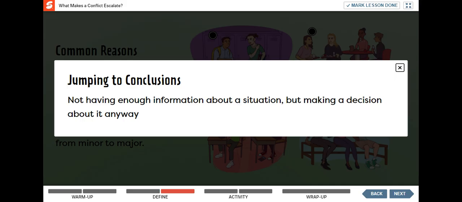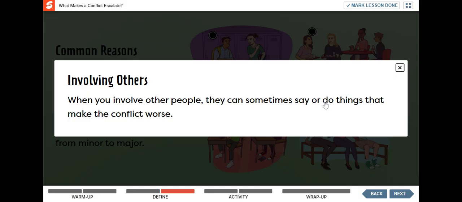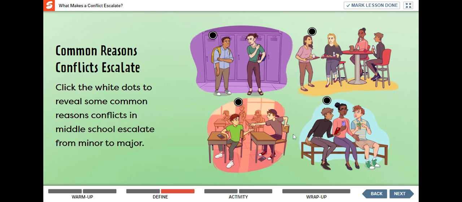Jumping to conclusions: not having enough information about a situation, but making a decision about it anyway. Involving others: when you involve other people, they can sometimes say or do things that make the conflict worse. We are going to use these 4 reasons that conflicts can escalate in our activity today.